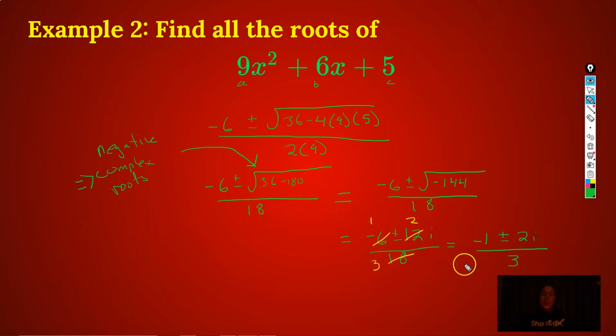So let's split this and write it correctly. Our first answer then: x equals negative 1 plus 2i over 3, which is equal to negative 1/3. I take the real part out, plus 2 thirds i, so 2i over 3. So that's one answer. Or x equals negative 1 minus 2i over 3, which split up is negative 1/3 minus 2i over 3. So these would be our answers here.